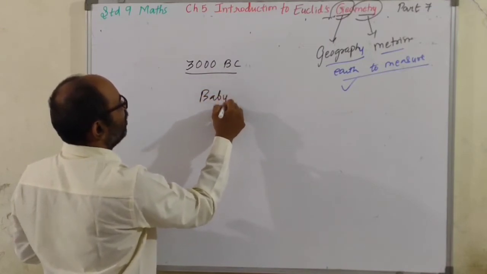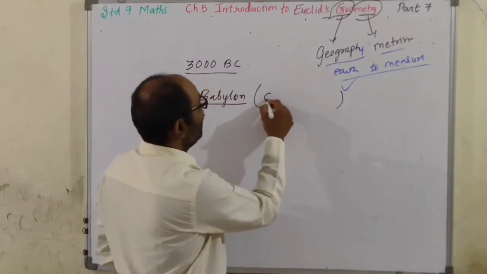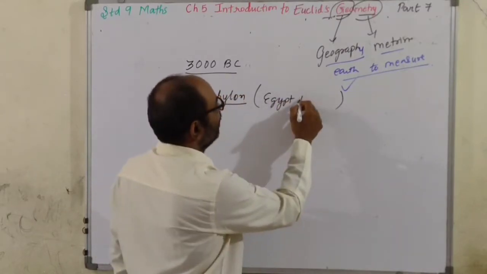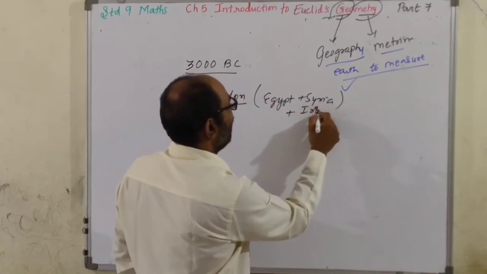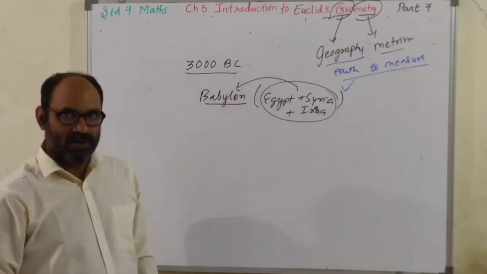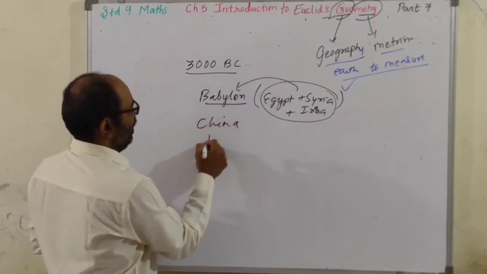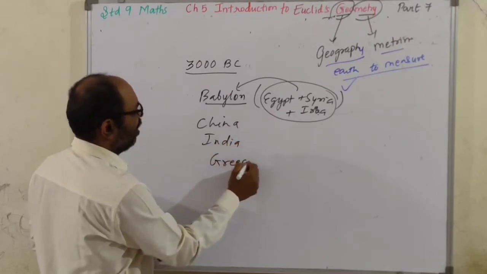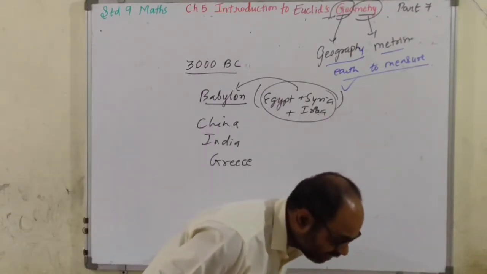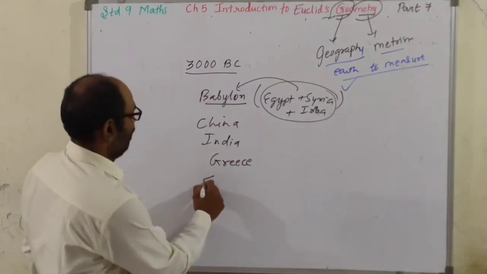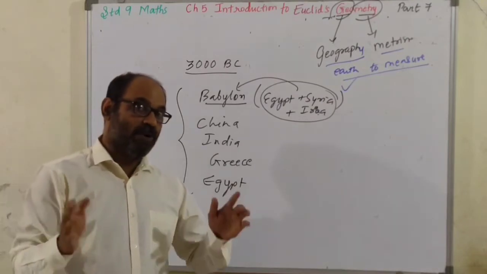In Babylon, which was actually Egypt, Syria and Iraq that we have today, they together were known as Babylon. The whole country was known as Babylon. Not only Babylon, but China, India, Greece, and one more place, Egypt. All these places had become popular in those days.